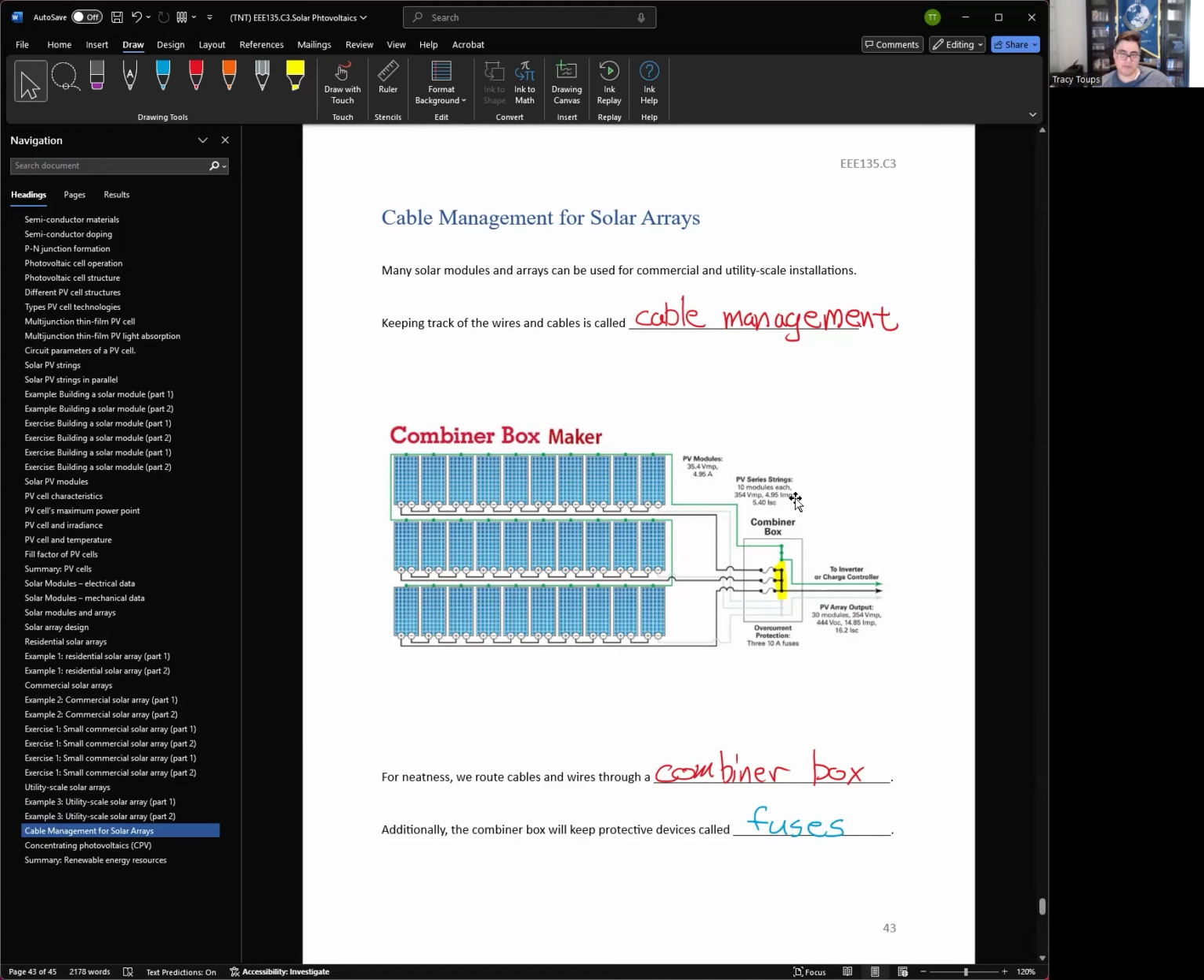There's an approved combiner box set. Different manufacturers have different combiner boxes, but they all follow a very specific standard with the exact same size and connections and all this stuff. So they should all be roughly equal.